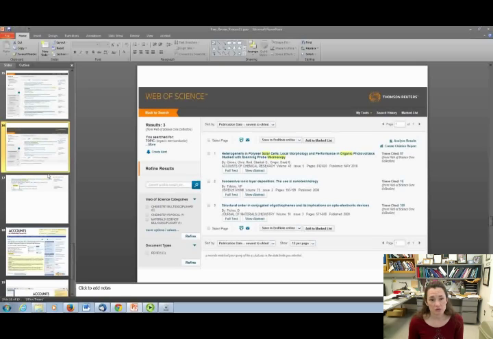Okay, now there were 3 review articles, and here they all are pulled up. So, "Heterogeneity in Polymer Solar Cells." That was the one I was interested in. That looks like a great article. Okay, so now I want to know what's in that article. I want to access that article.